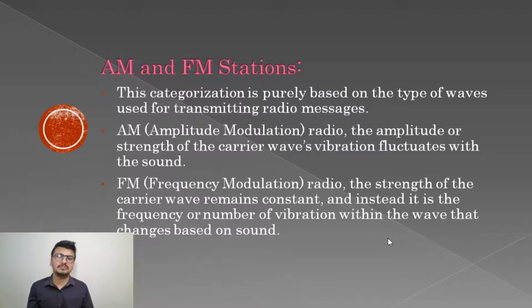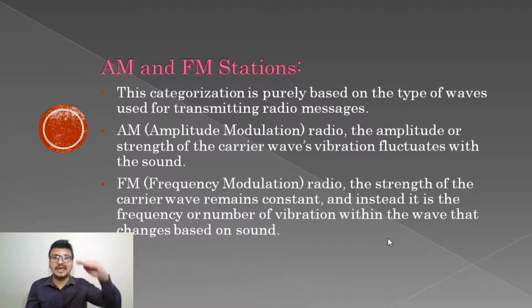Coming to AM, that is amplitude modulation radio, the amplitude or the strength of the carrier wave vibration fluctuates with the sound. This is the USP of AM. What's the amplitude? If you draw the wave on a piece of paper on the x-axis and y-axis, when the wave goes up and down, the upside is the amplitude, the strength of the carrier wave vibration. When we speak loudly in a high pitch, the amplitude gets high because the wave goes to the top.